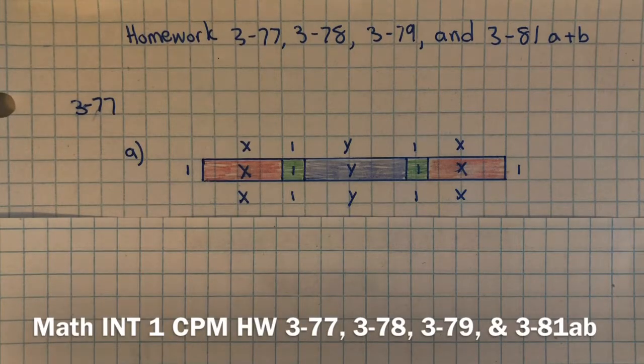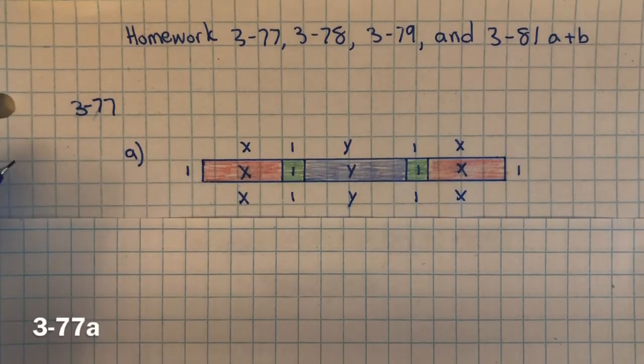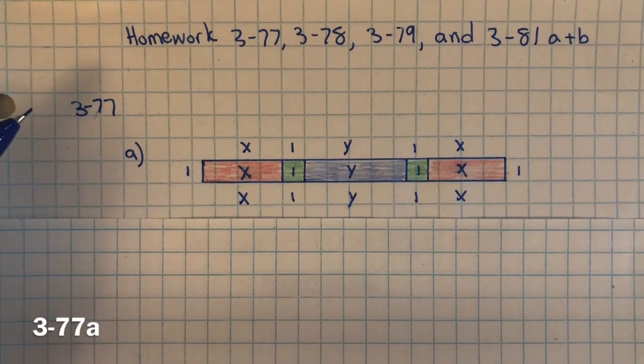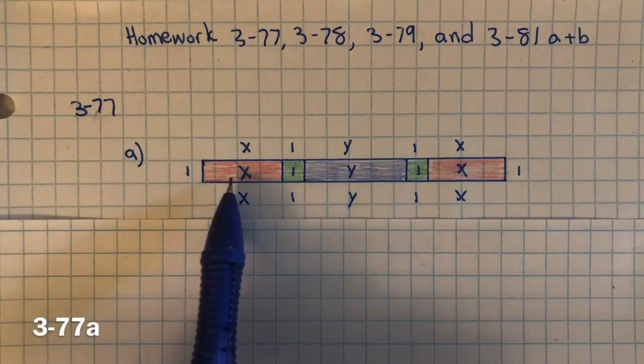This is the homework for 377, 78, 79, and 81 A and B. For problem 377, you need to sketch and label the shape of your paper and write an expression that represents the perimeter. So here are the algebra tiles.